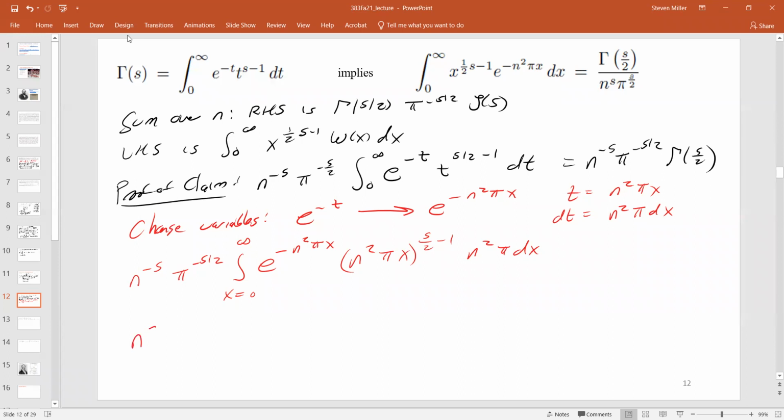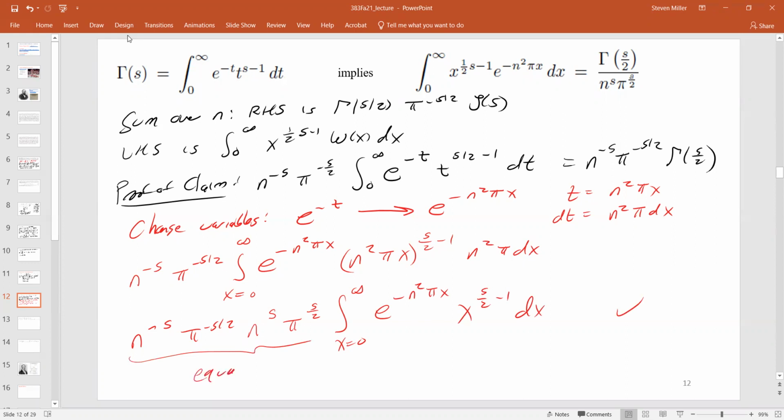So we have n to the minus s, pi to the minus s halves. Now we have an n squared to the s halves minus 1. That becomes n to the s minus 2, sorry, n to the s minus 2, right? But then we have an n squared, so we pull out an n to the s. We have a pi to the s halves minus 1 times a pi, so that gives us a pi to the s halves. And then we just have the integral x goes from 0 to infinity, e to the negative n squared pi x, x to the s halves minus 1 dx. And that's what we wanted to prove, because all of this stuff over here equals 1.